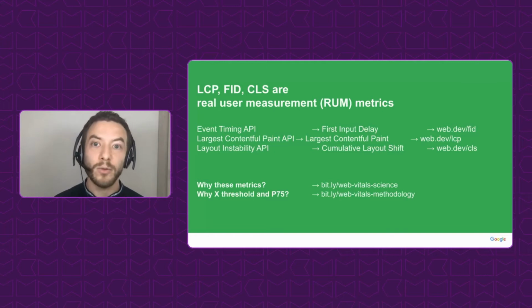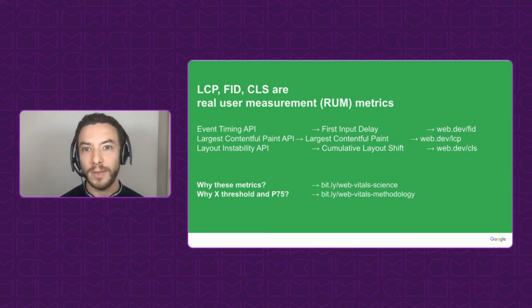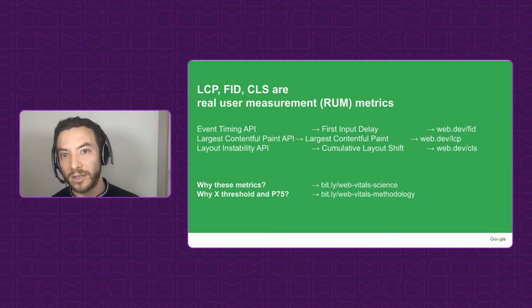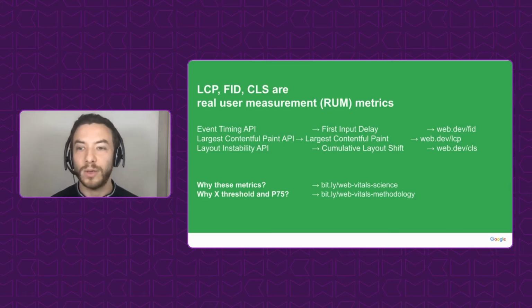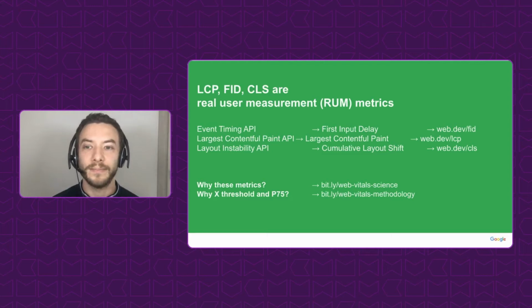If you're curious about knowing more about these metrics, I suggest you take a look at these links, where you can find all the different APIs under the hood that allow the Chrome browser to measure these metrics, and also what kind of study we did at Google across millions and millions of pages in order to decide what metrics to choose, and also the thresholds that you've seen before. Now let's go into details on all of these metrics one by one.